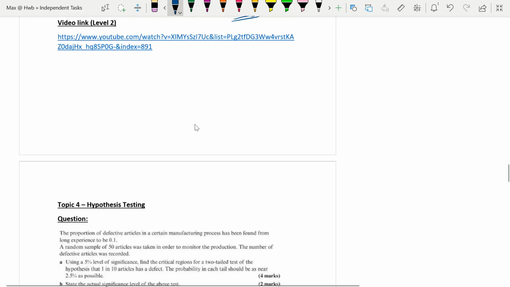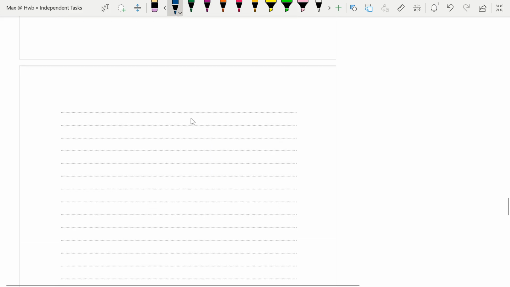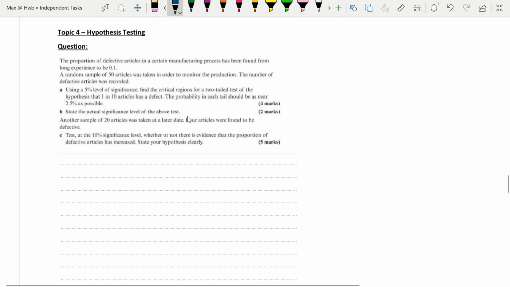Okay, so for the next one, we've got a hypothesis test. Now, there is an extra page on the other side. So there's quite a lot that needs to be done here. So let's make sure we understand what the question is. The proportion of defective items, articles, in a certain manufacturing process has been found from long experience to be 0.1. So that's my p. A random sample of 50, so that's my n, articles was taken in order to monitor the production. The number of defective items were recorded.